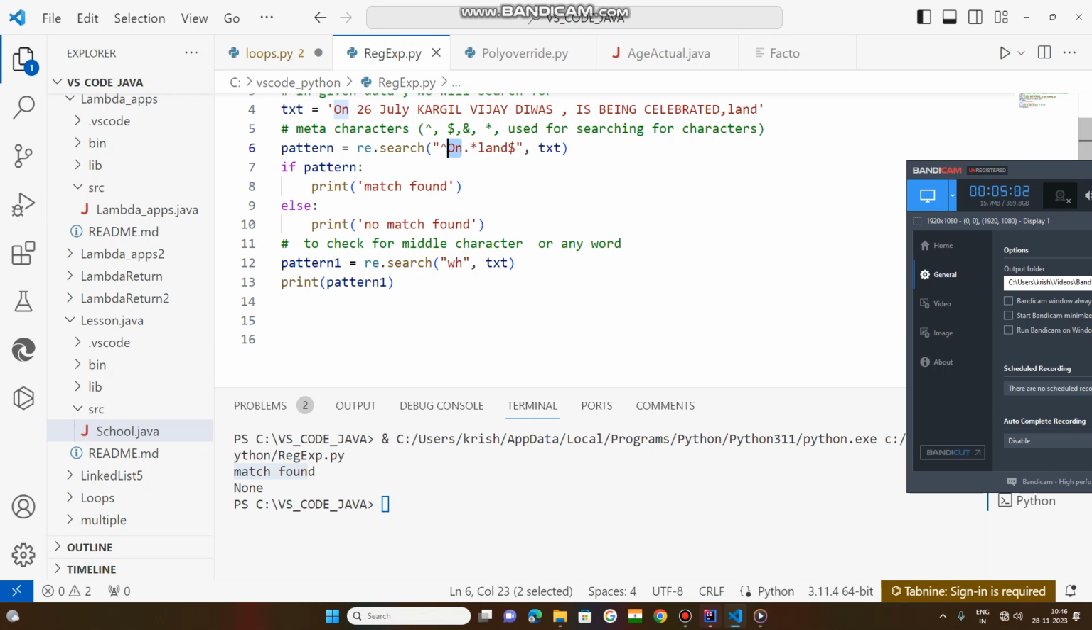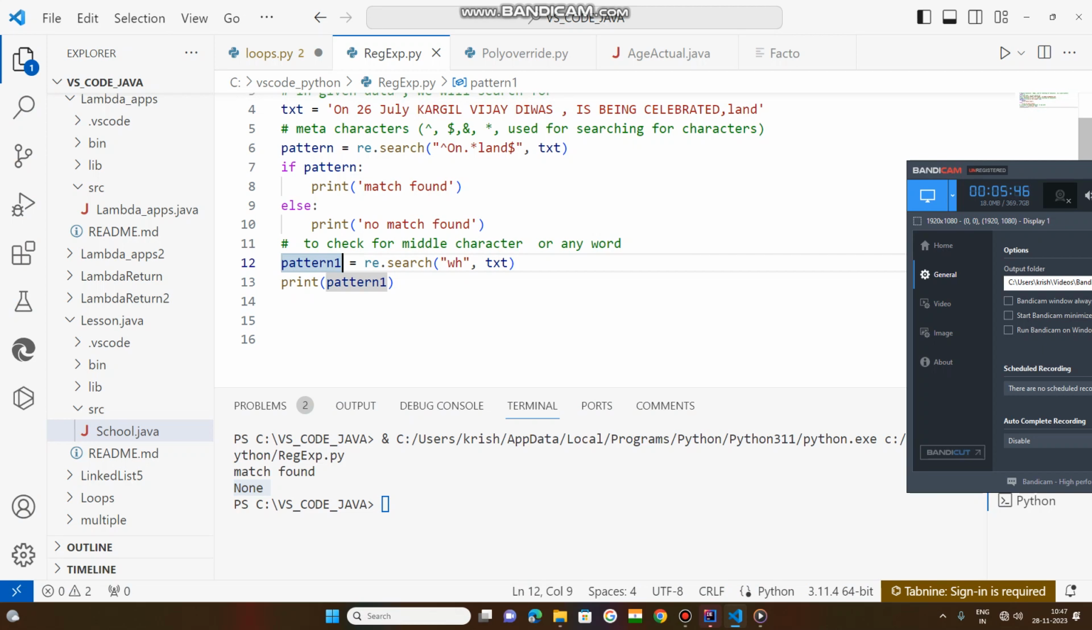This dollar symbol is used for the ending word. This string is started with on and ends with land. Land is a word. So it means that your pattern is okay. So that's why it is giving match found. Okay, next. Why are we getting this none? None means what? In this pattern, I want to search for a middle character, WH. But here in the middle there is no such middle character. That's why none means no match found for this second pattern.